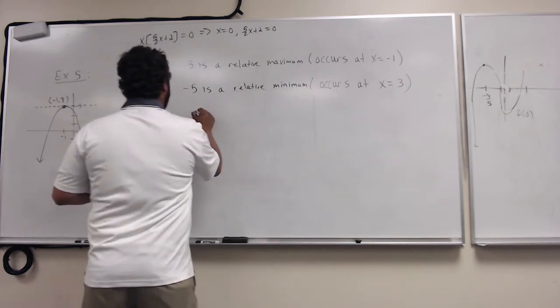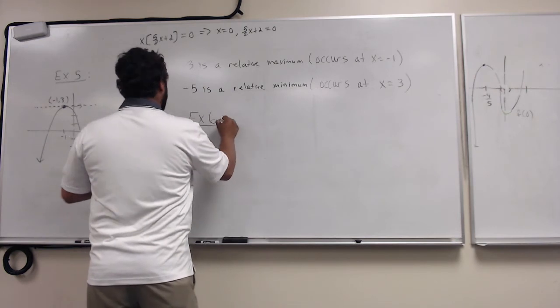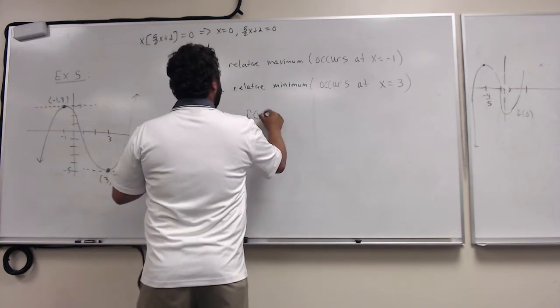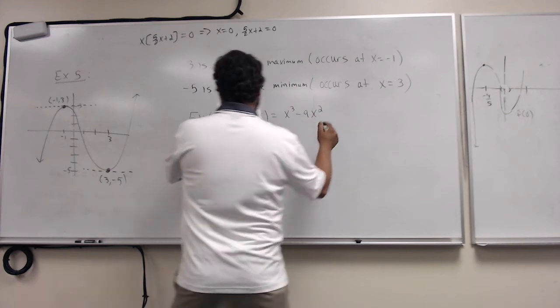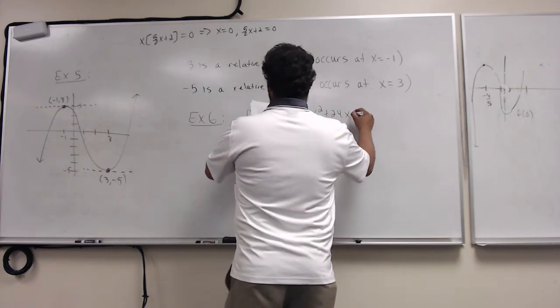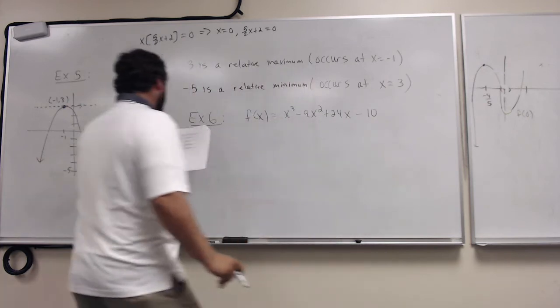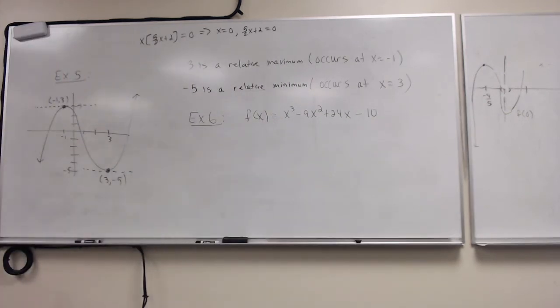Example 6. So we'll just do this with a polynomial. We can do this with more complicated functions. I think you'll have to do some of that on the homework. So if I take f of x to be x cubed, I could take x cubed minus 9x squared plus 24x minus 10. So this is a third degree polynomial.